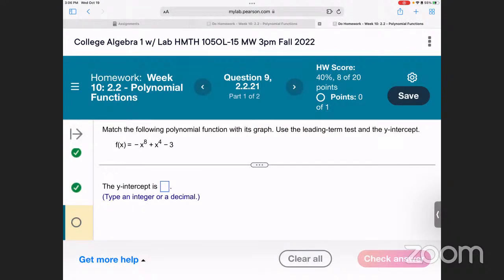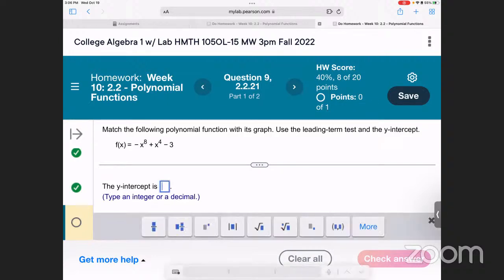Match the polynomial with the graph. Now, first it asks for the y-intercept. In order to find the y-intercept, we set x to 0. If we set x to 0, the output is going to be -3.